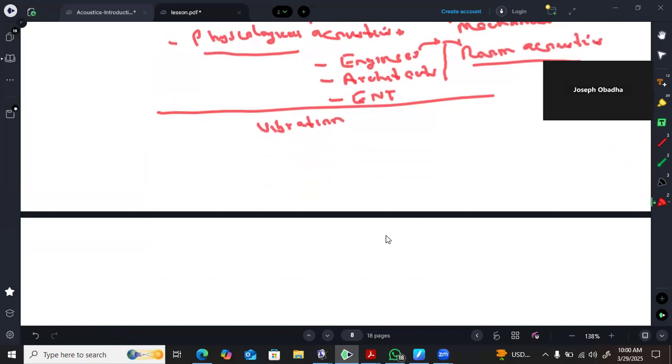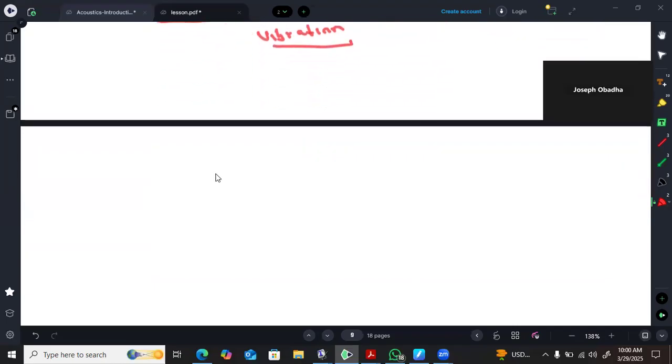But we won't go straight into studying the origin of the sound as such. We'll first of all look at other forms of vibration. For example, for us to understand the acoustic systems, actually we need to understand so much about the mechanical systems. So we need an introductory knowledge about the mechanical systems.